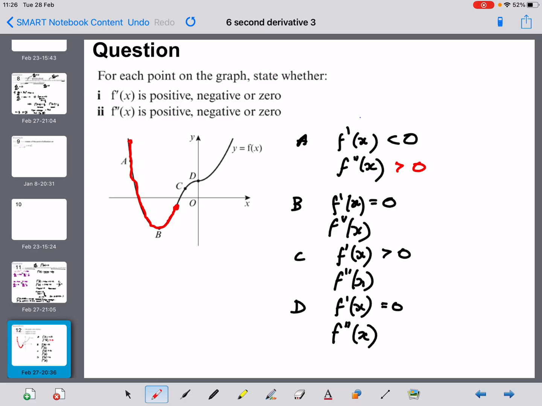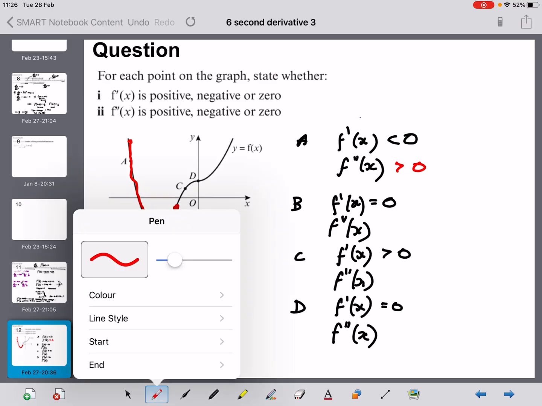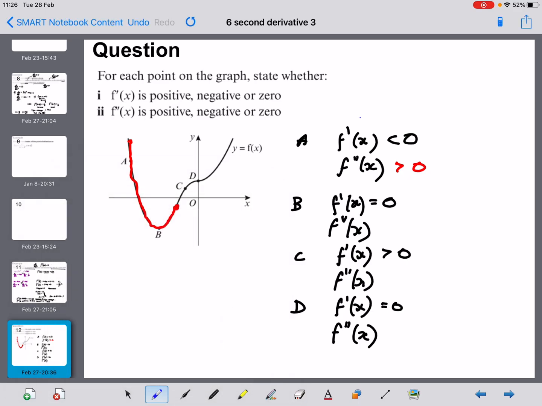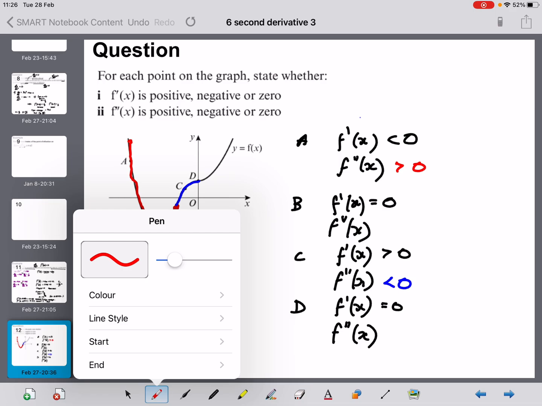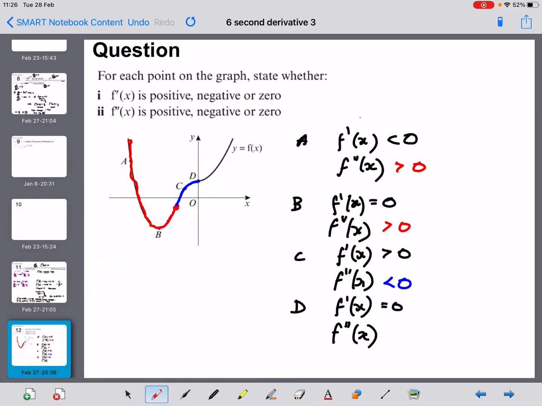Okay, at C, just change colour. At C, all along here, the graph is going to be concave. So that is less than 0. At B, sorry, made a mistake there. So that is C. At B, it's still part of where the graph is convex. So that is greater than 0.